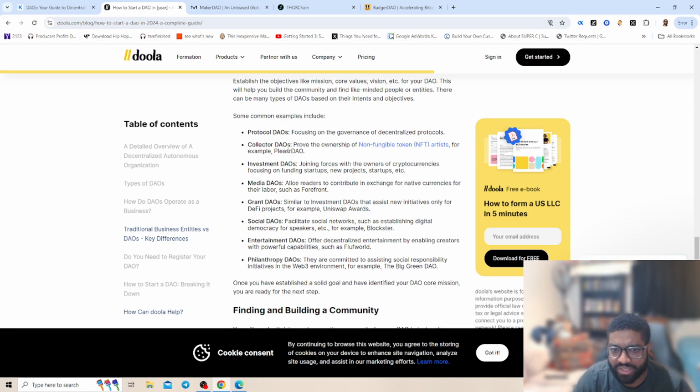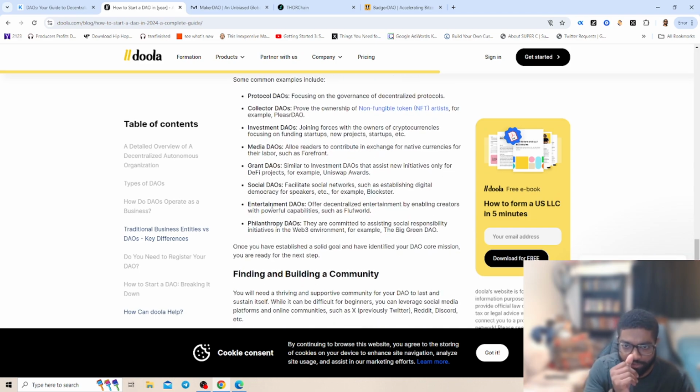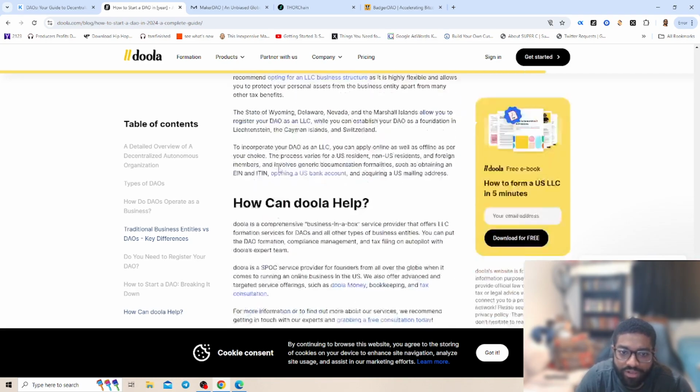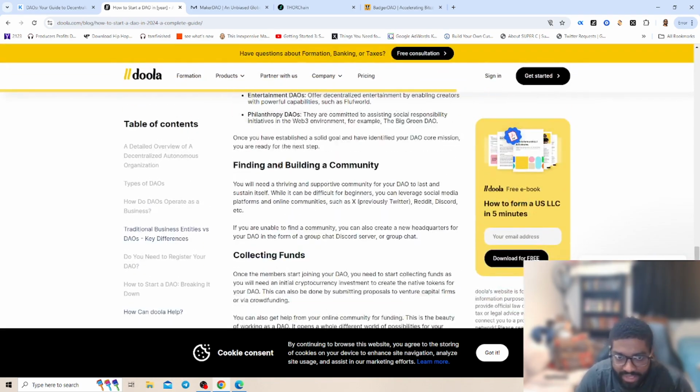Social DAOs facilitate social networks, such as establishing digital democracy for speakers. Entertainment DAOs offer entertainment by enabling creators with powerful capabilities. And then we have philanthropy DAOs. They are committed to assisting social responsibility initiatives in the Web3 environment. So it just shows all the different types of DAOs. You can register as an LLC.